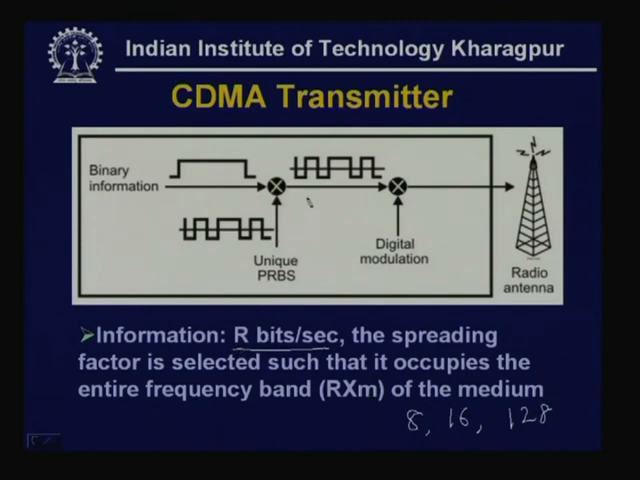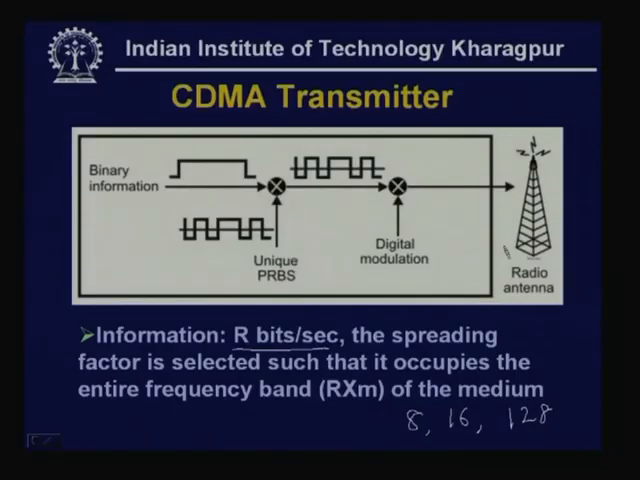So, after multiplying, this is the signal that is being generated, and now you can perform digital modulation like QAM, QPSK, this kind of modulation you can do. Then you can transmit by using an antenna. So, this is how the transmission is performed, and as you can see, the bandwidth here is 8 times the bandwidth of each of the channels.